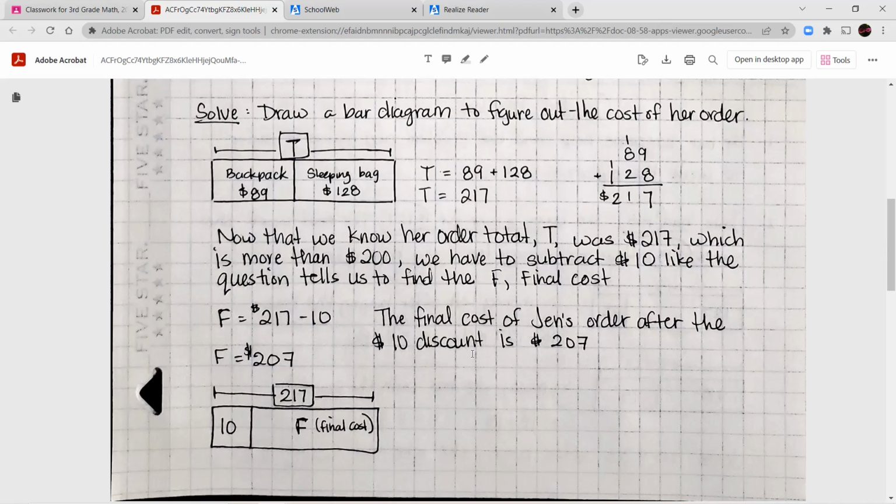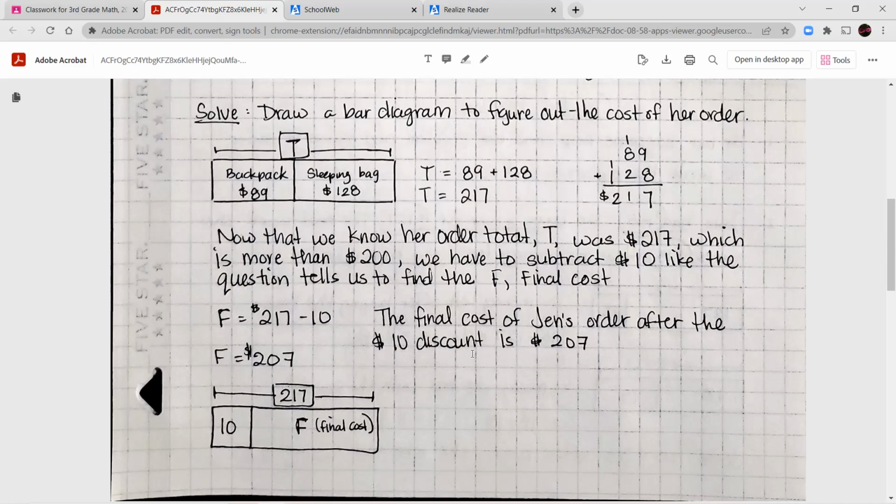Since 217 is my total this time, that's going to be the number that goes on top of my bar diagram. $10 is going to be the discount, and F, which is the final cost, is how much she's going to end up paying. So $10 plus the final cost will equal 217, or 217 minus 10 will give me the final cost. So 217 minus 10, we know is 207. So the final cost of her order after the $10 discount is $207.